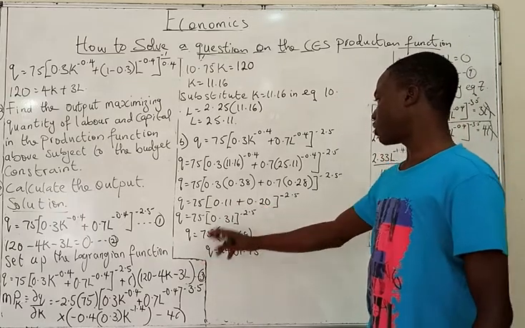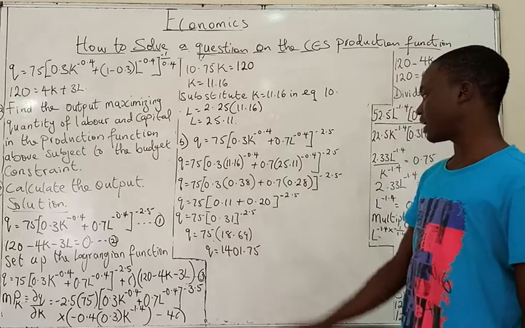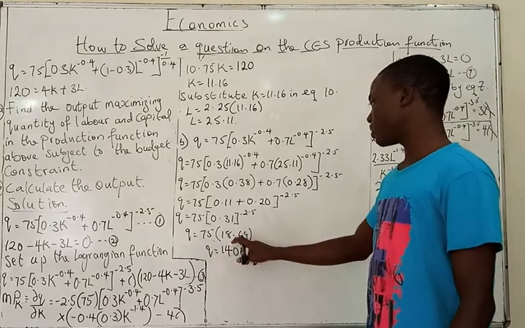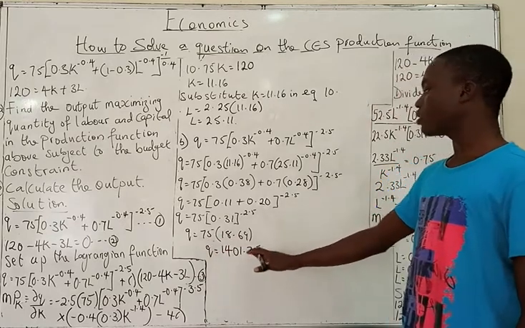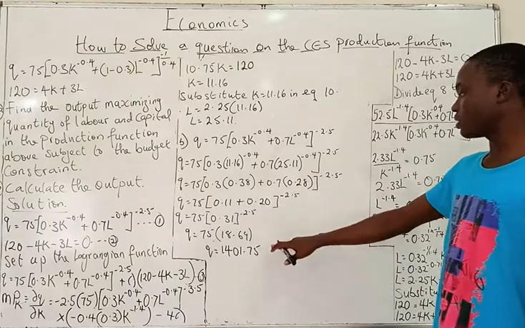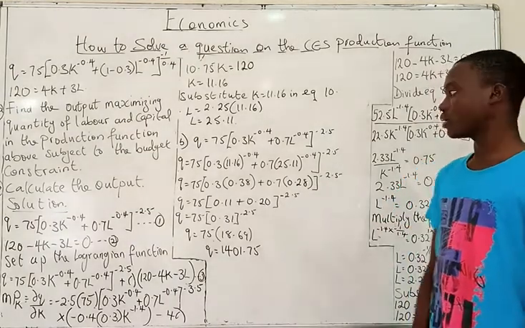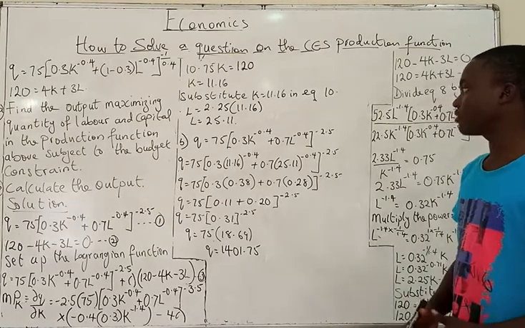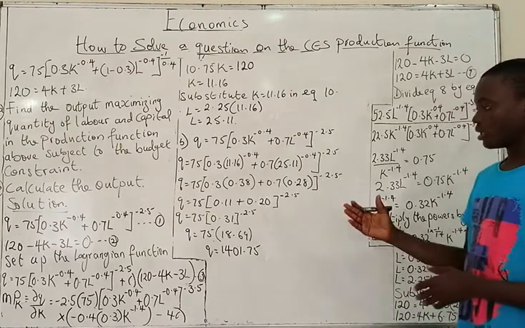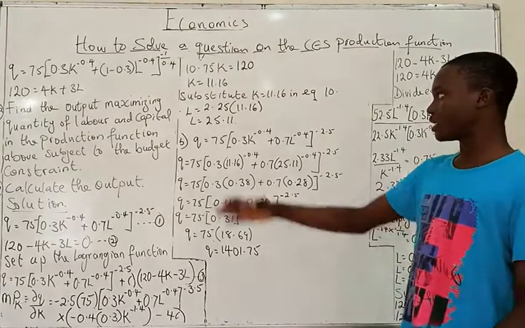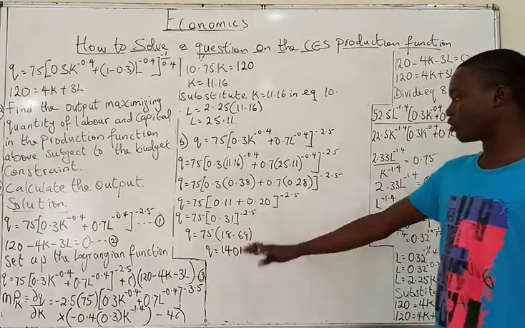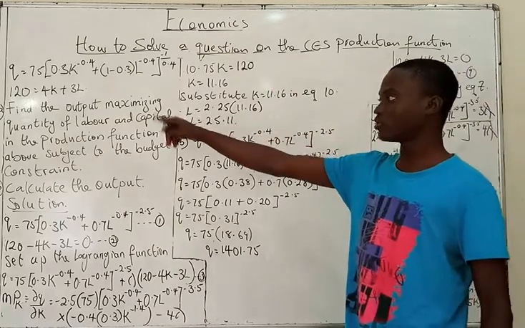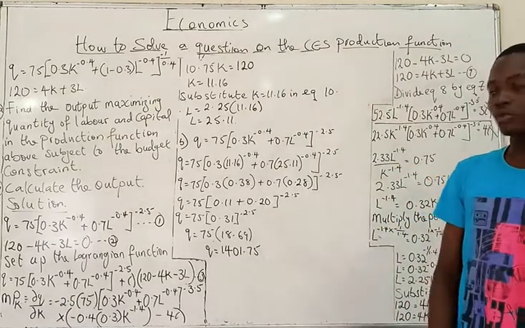And Q equals 75 into bracket, this per minus 2.5 is 18.69. 75 multiplied by 18.69 is approximately 1401.75. So this is the optimizing quantity. So we are done with the question. K is 11.16, L is 25.11, and the quantity at which this process is going to optimize the use of its inputs is 1401.75, provided that is the constraint 120 cost, 4K plus 3L.